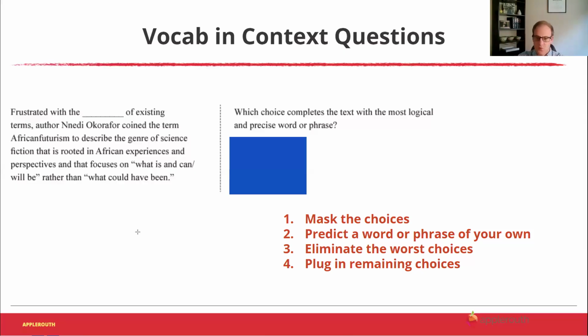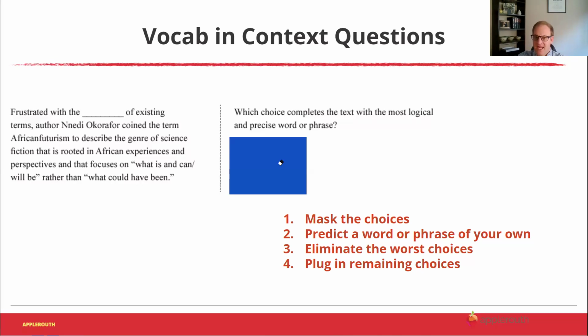Then we read the passage. We'll predict a word or phrase of our own. Frustrated with the blank of existing terms, this author coined the term African futurism to describe the genre of science fiction that is rooted in African experiences and perspectives, and that focuses on what is and can or will be rather than what could have been. But back to the beginning, before he coined the term, he's frustrated with something. So frustrated with the, I don't know, lack of existing terms, something like that, something negative.